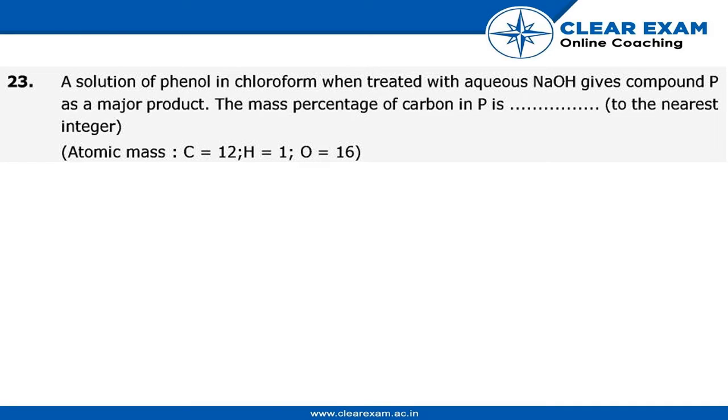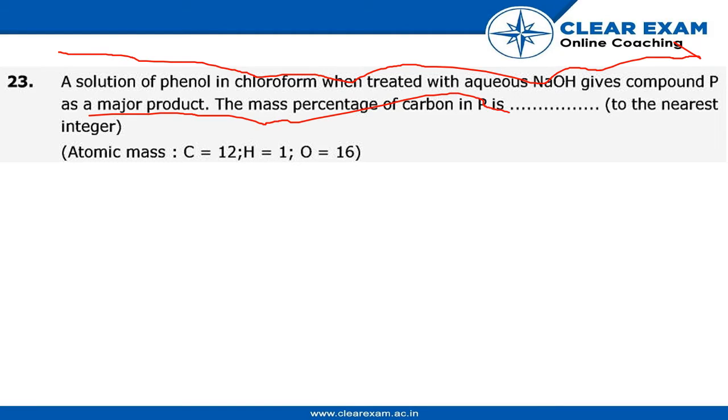So hello guys, today in this video we'll be going to solve this question number 23. The question is: a solution of phenol in chloroform when treated with aqueous NaOH gives compound P as a major product. The mass percentage of carbon in P is dash. We have to find this P to the nearest integer.